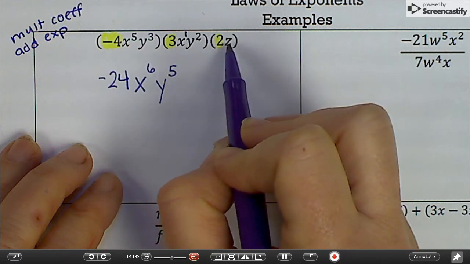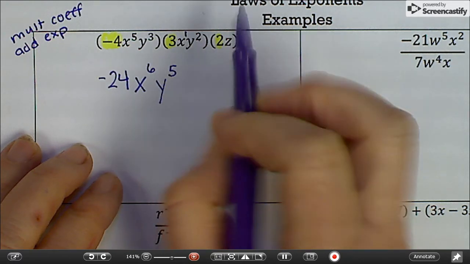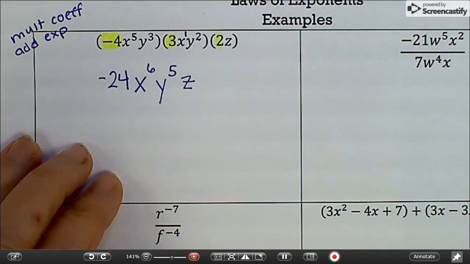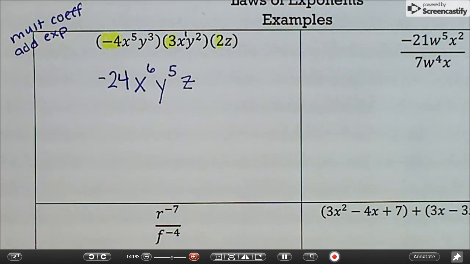But this set of parentheses also has a z. That's the only z there is. So we write down z. And that's it. That's the answer. Multiply coefficients, add exponents. All right?